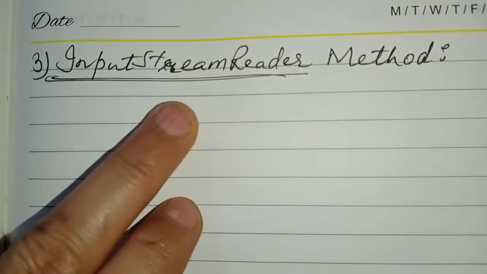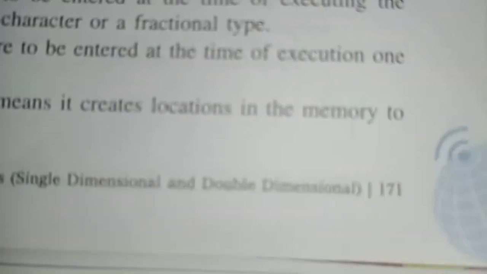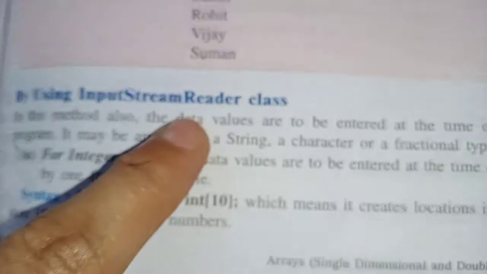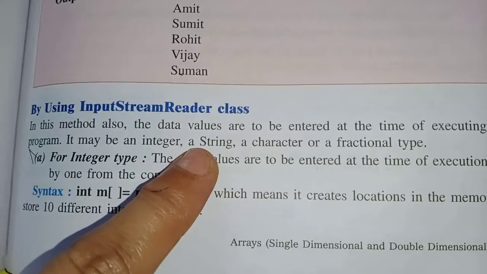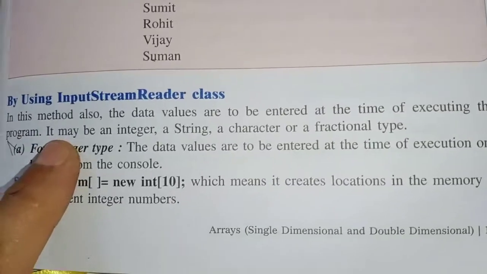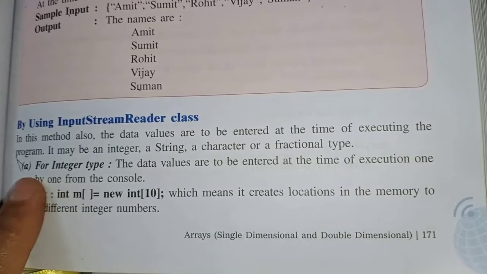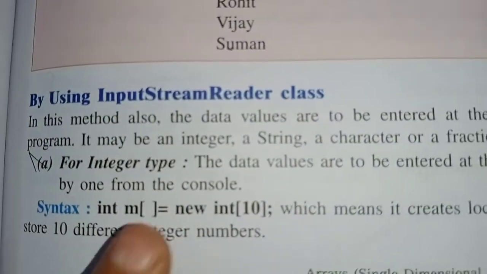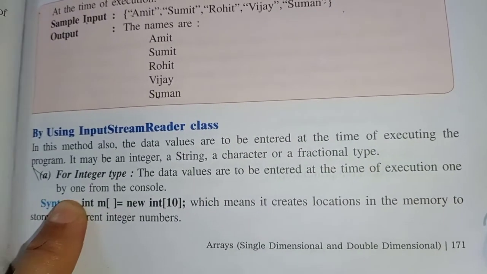Today we will do the input stream reader method, as given on page number 171, by using the input stream reader class. In this method also, data values are to be entered at the time of executing the program. It may be an integer, a string, a character or a fractional type. First, here it is given integer type. So the data values are to be entered at the time of execution one by one from the console.